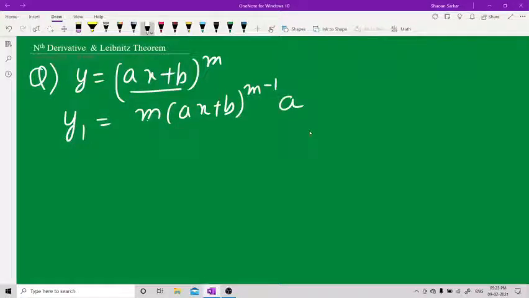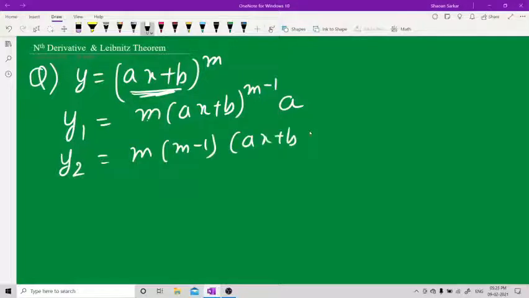First the differentiation of this will happen, then the differentiation of this will happen. Now the second derivative: m into m minus 1 times (ax plus b) to the power of m minus 2, then differentiate this. One a is already here, and when you differentiate it you get another a, so it will become a square.